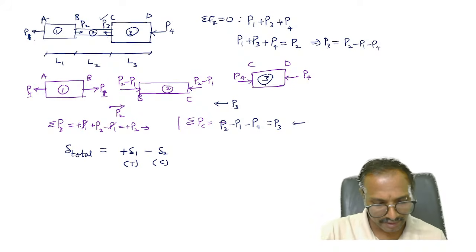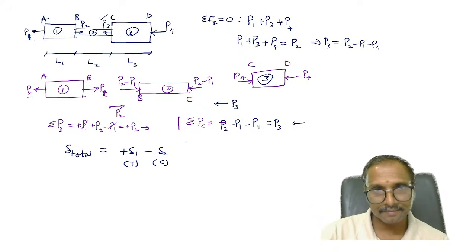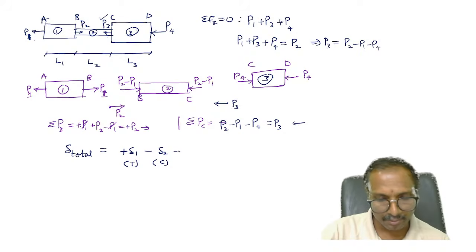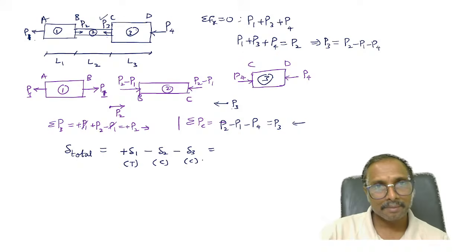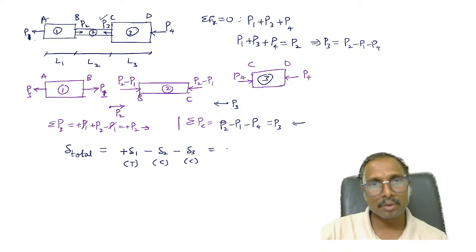What is the third portion, tell me? The third portion is also compression, so minus delta 3, because this is also compression, right? So what is that value? Plus delta 1 is how much? Load on the first one is what? P1.